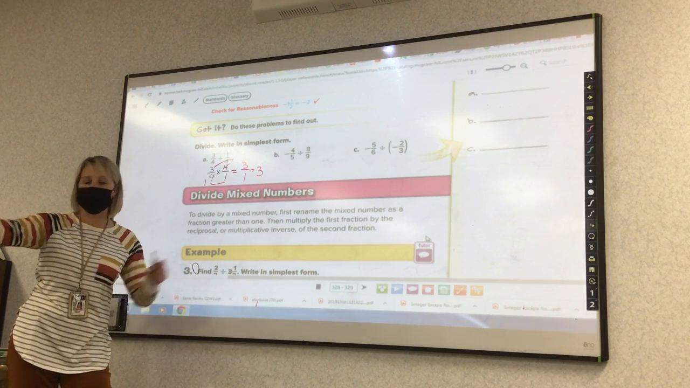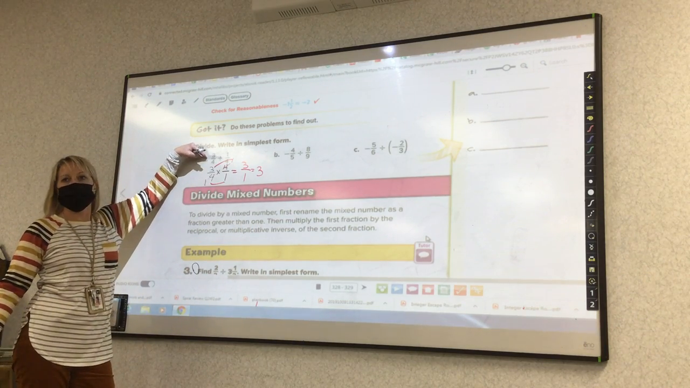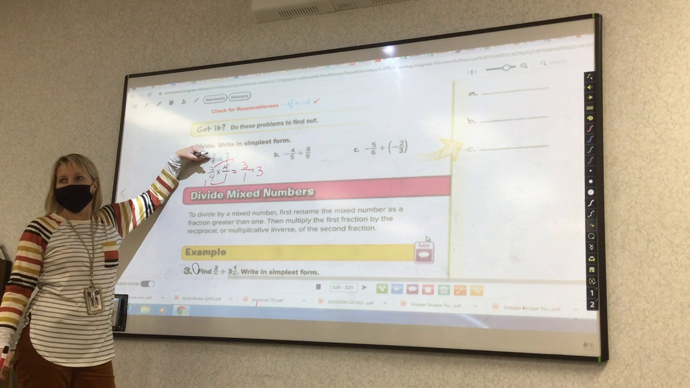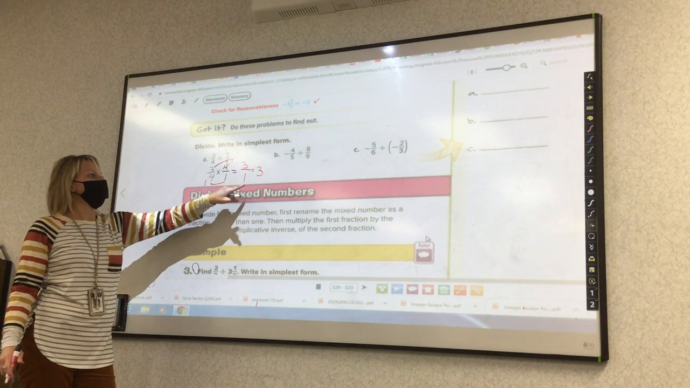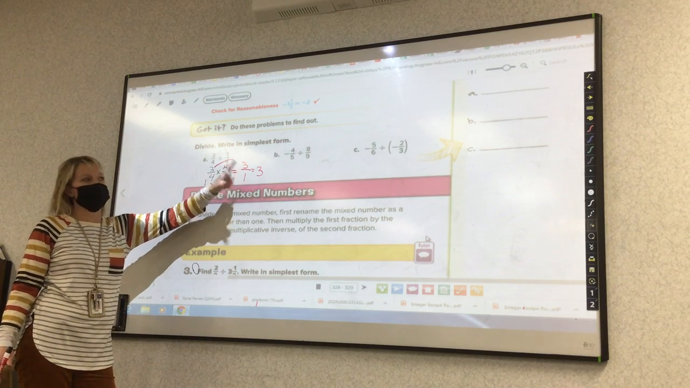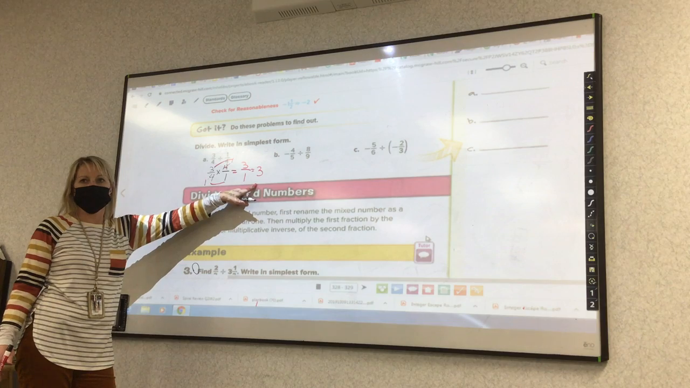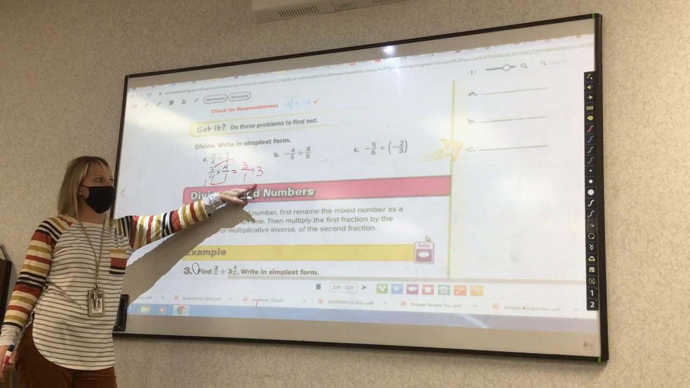Before I say I'm okay, I'm going to go back to my original problem and look for any negative sign. Do I have any negative signs? No. So I know it's still going to be positive, because a positive divided by a positive is a positive. Okay, have a seat. Go on to B.